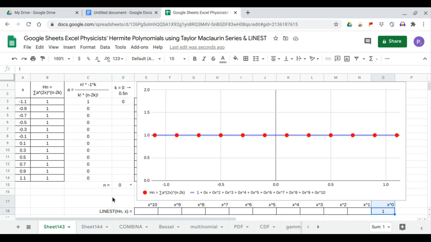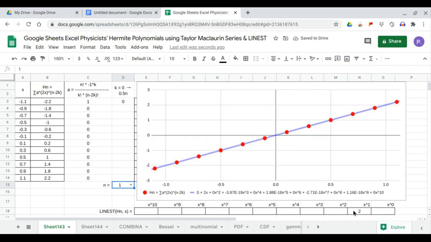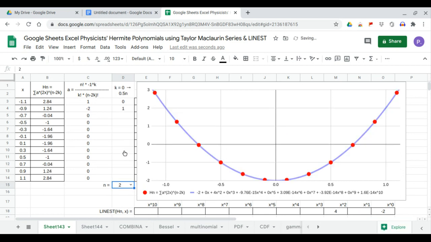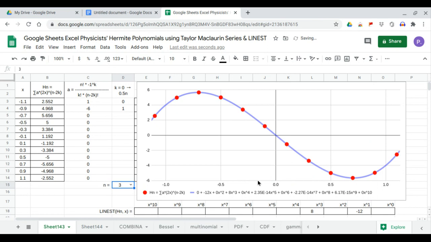and it's 1 here. At n equals 1, our Hermite polynomial now is equal to 2x. At n equals 2, Hermite polynomial is equal to minus 2 plus 4x squared. At n equals 3, our Hermite polynomial Hn is minus 12x plus 8x cubed.